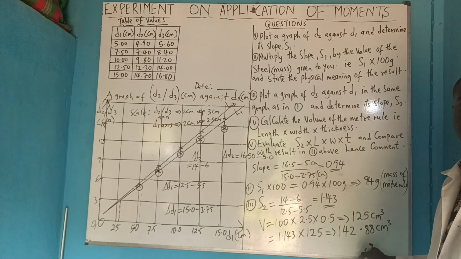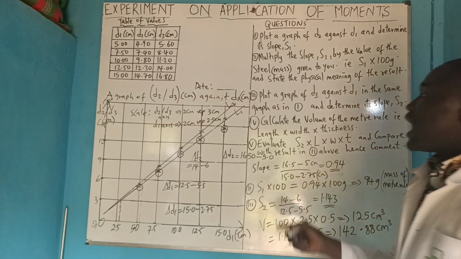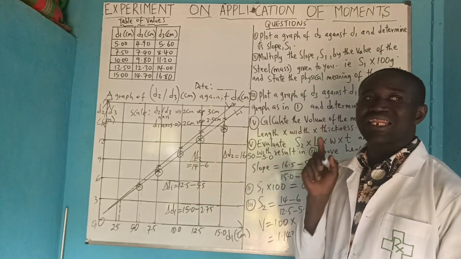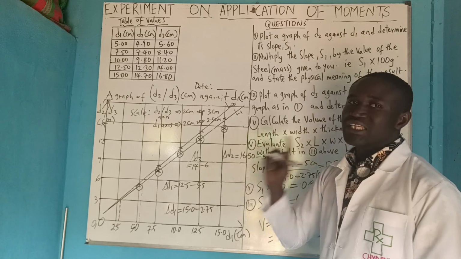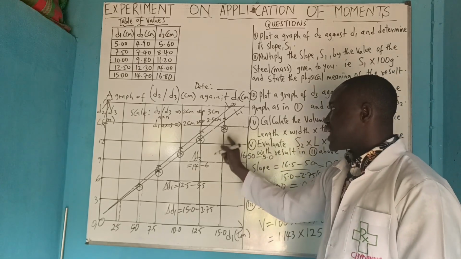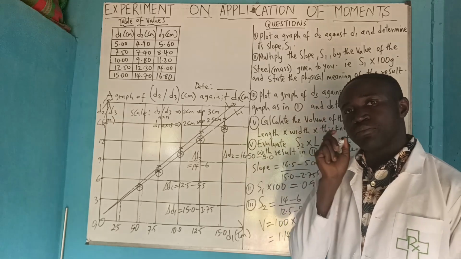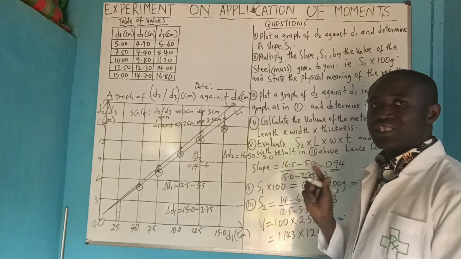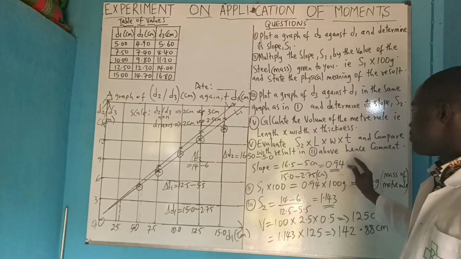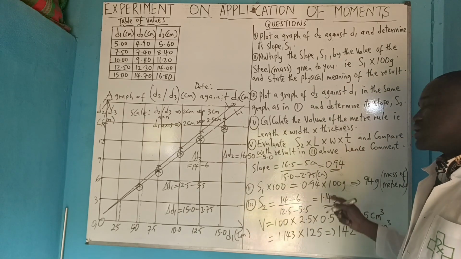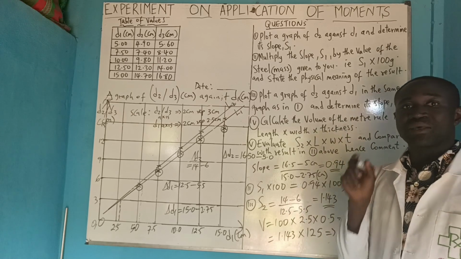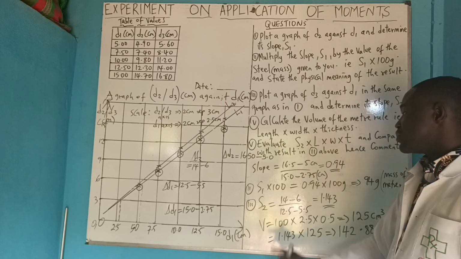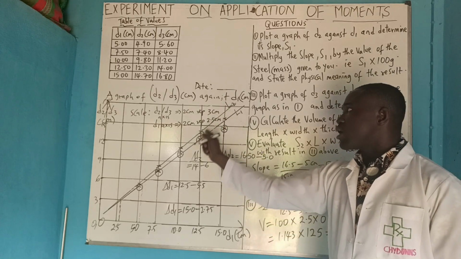This is the volume of it. So how you do this is, when you are done with this graph plotting using your standard graph, this is just a sketch. But as you are looking at how everything is being done here, you can use it to plot your own graph and be able to get your slope as usual. Once you get your slope, multiply it by 100 grams, which is the mass of the steel, to get the mass of the meter rule. That is one. Then get the slope of the second graph.